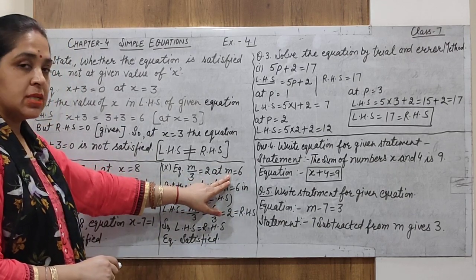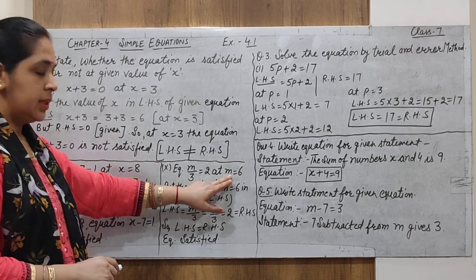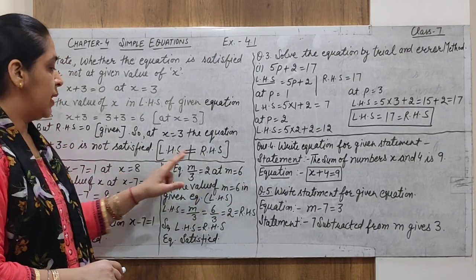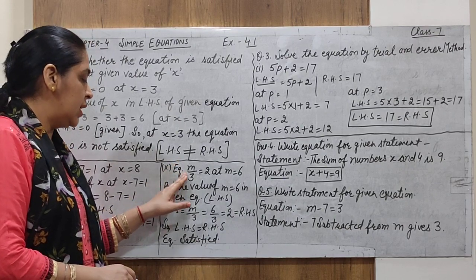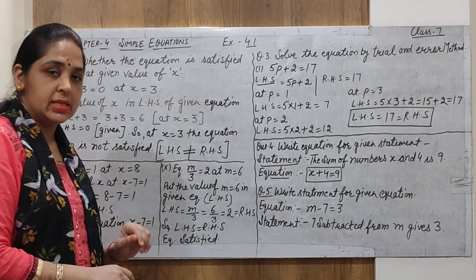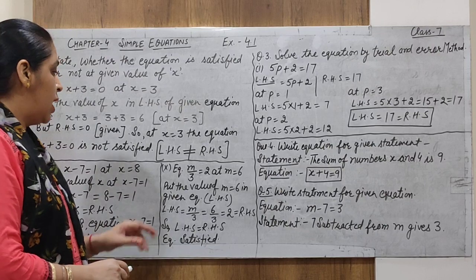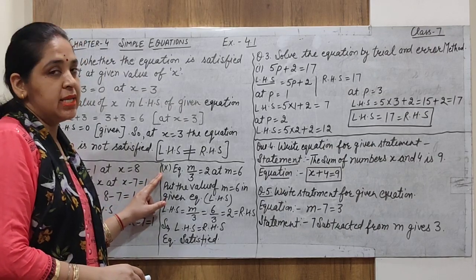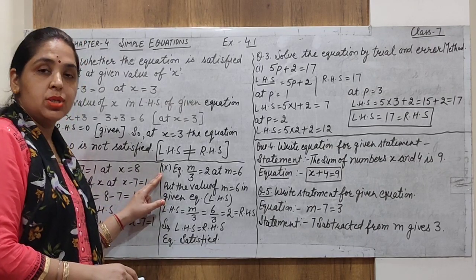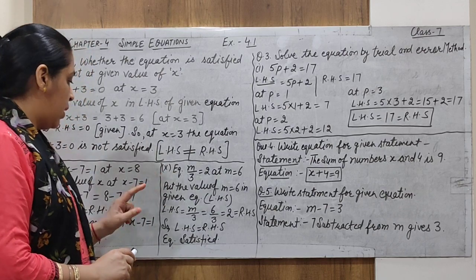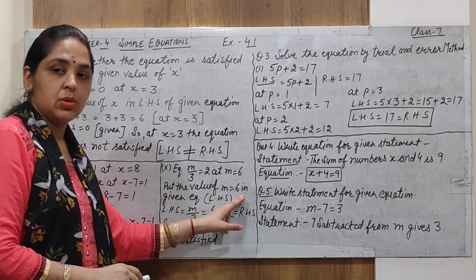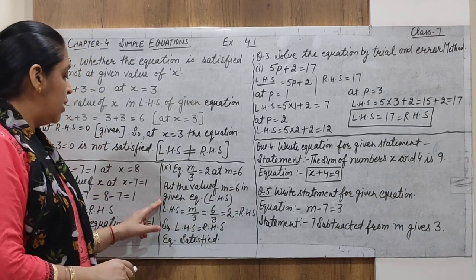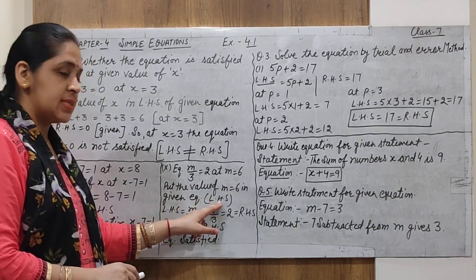Now, what is the process? We have to put the value of m in the left hand side of the given equation. If the result is similar to the right hand side, we can say the equation is satisfied. Otherwise, the equation is not satisfied. So, the process is to put the value m is equal to 6 in the given equation, that is, the left hand side.